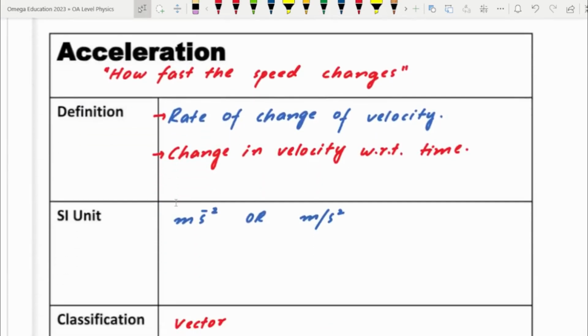Let's move on to the next one. Going to fast forward this. Acceleration is how fast your velocity changes. So the change can be positive, change can be negative. If your velocity is being increased, we say you're accelerating. If your velocity is being decreased, we say you're decelerating. So deceleration is basically a certain kind of acceleration.